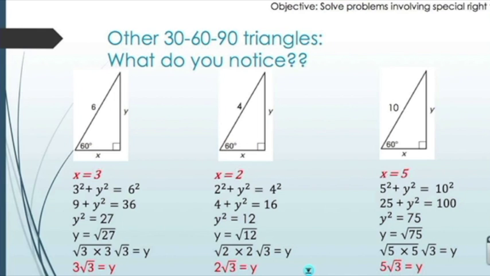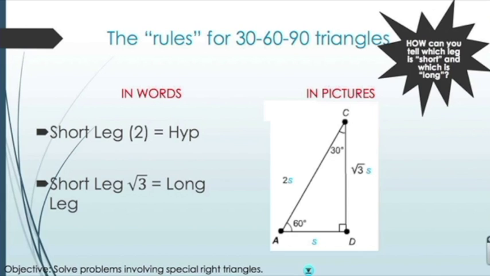Let's see. Here is the work done for 3 other 30, 60, 90 triangles. So if the hypotenuse was 6, half of that was 3, and then the height of that triangle was 3 root 3. In this case, the hypotenuse was 4, so that means x is 2, and then the y was 2 root 3. In the third triangle, when the hypotenuse was 10, half of that was 5, the third side was 5 root 3.